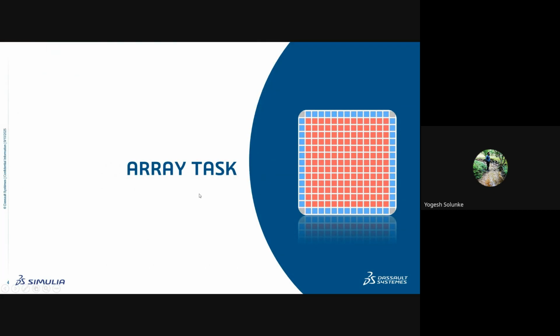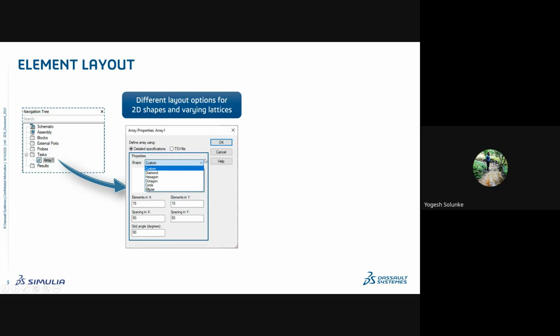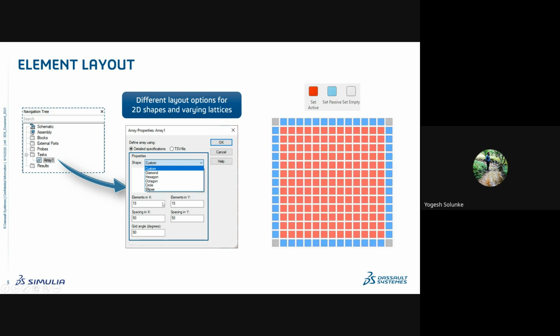Now, how this array task can be given, I'll show you here. So in the schematic, we have this task. As far as I know, single elements are a very easy task. Anyone can very easily create and design them. But once we go into the array task, those who are working on MIMO or on arrays only have these tasks available.